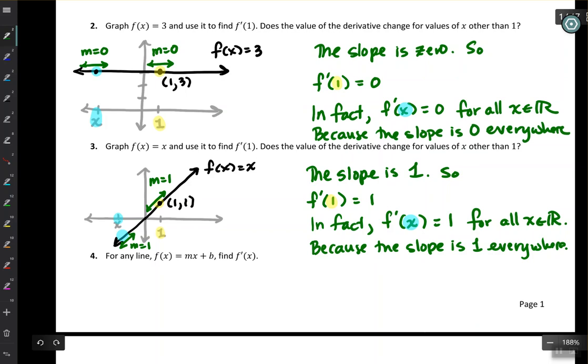In general, for any line y equals mx plus b, what's f prime of x going to be? It's going to be m. The slope of a line is constant. It's always, always m.